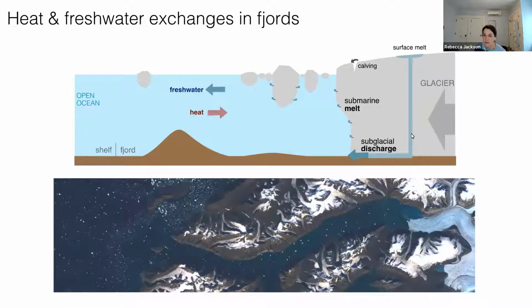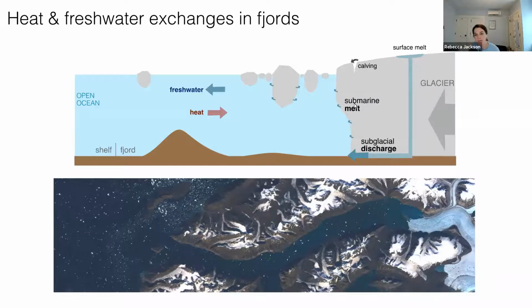And this is sort of typical of tidewater glacier fjords in Greenland, but also Alaska, West Antarctica, Patagonia, and other places around the globe. And so basically you have a glacier flowing into the fjord, it breaks off icebergs, and then there are two sources of liquid freshwater that are going to be really important for this talk.